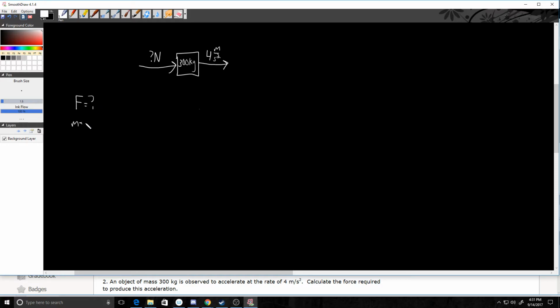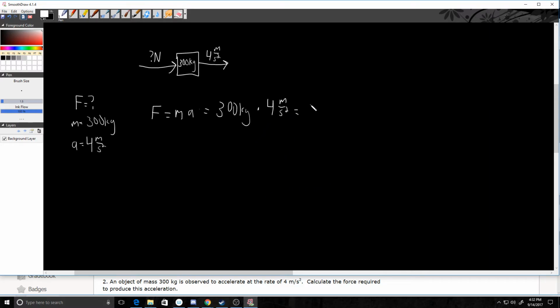They said mass is 300 kilograms. It's pretty big. Acceleration is 4 meters per second squared. Out of the two force equations we're using, let's go ahead and use F equals ma. So in this case, we have 300 kilograms times 4 meters per second squared. I'm not even going to get a calculator out for this.